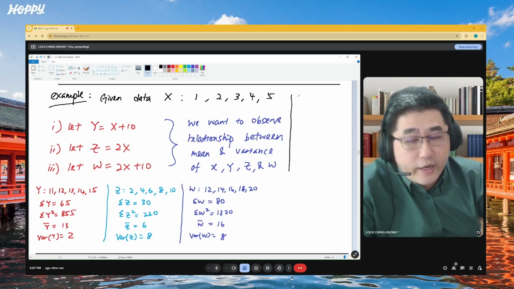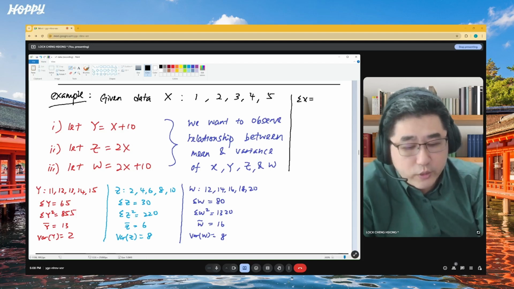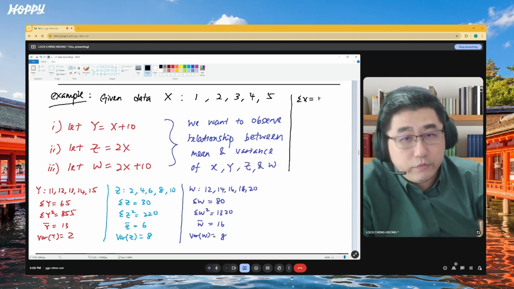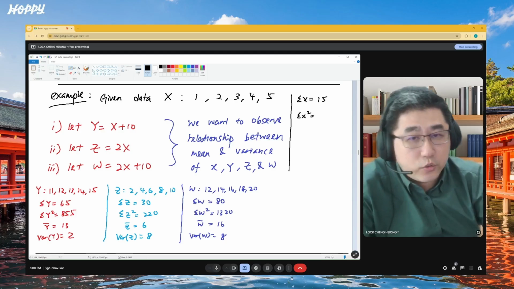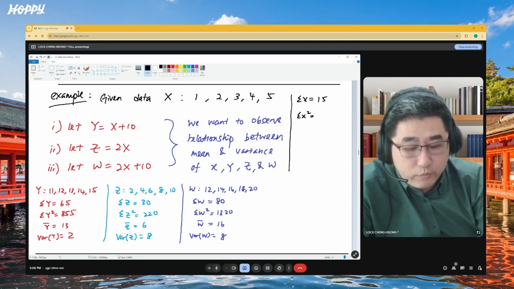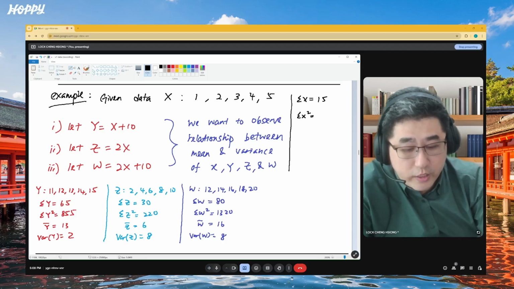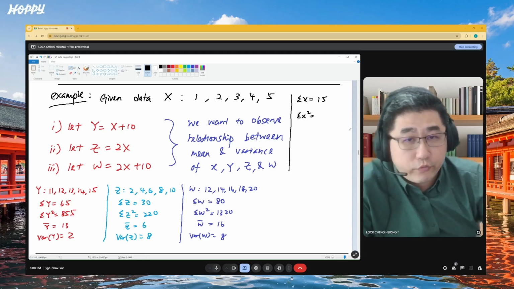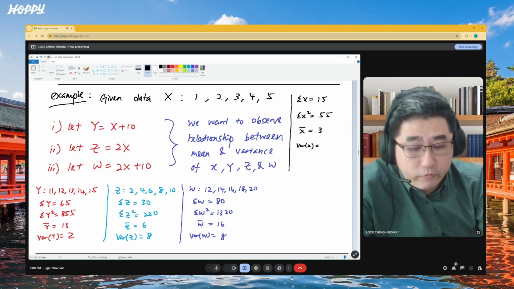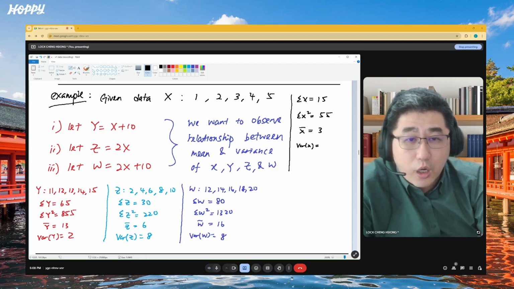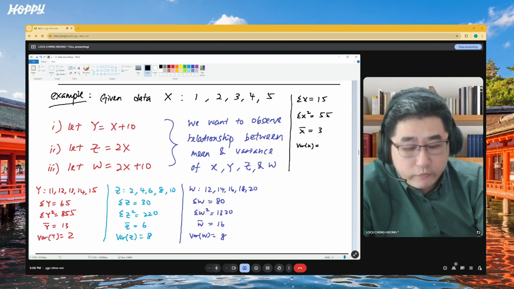Now we look at the original x itself. So original x, I have sum of x equals to 1 plus 2 plus 3 plus 4 plus 5, I have a 15. Sum of x square equals to 1 plus 4 plus 9 plus 16 plus 25, I have a 55. And bar x equals to 15 divided by 5, I have a 3. And the variance of x equals to 55 divided by 5, then minus 3 square. I have the value 2.